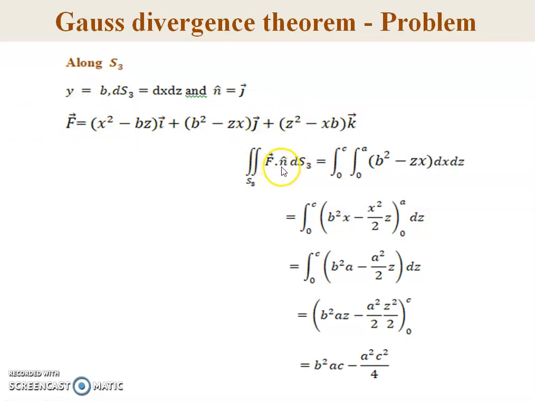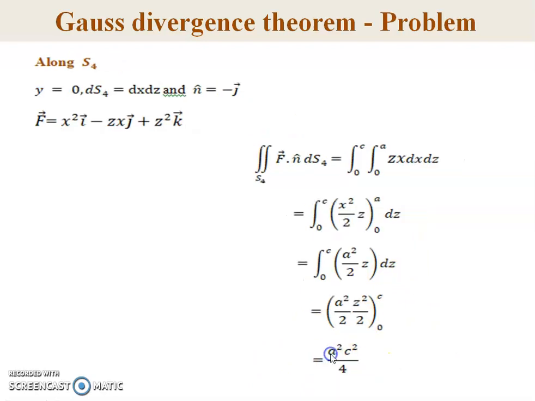Now find f vector dot n cap. What is n cap here? j. i dot j becomes 0, j dot j becomes 1. That means b square minus zx. Okay, so what is ds3? dx dz. Integrate with respect to x, then integrate with respect to z. First integrate with respect to x, it becomes b square x minus x square by 2 z. And then applying the limit, we get this. Then integrate with respect to z, we get this. After simplification, we get b square ac minus a square c square by 4.